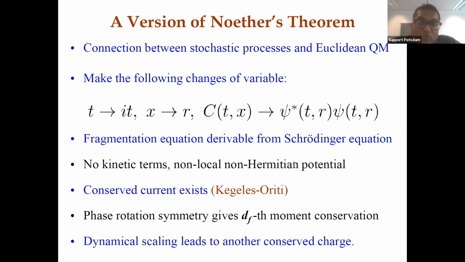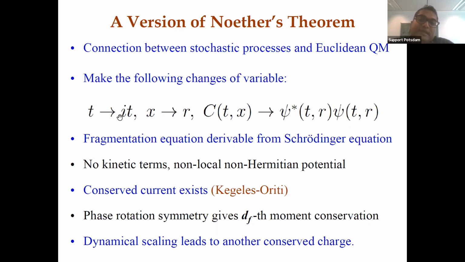So now I am going to tell you whether this existence of symmetry, dynamical scaling and conserved quantities are connected through Noether's theorem or not. To see this, we use the fact that stochastic processes can be mapped to Euclidean quantum mechanics. To see this, we make the following change of variables.